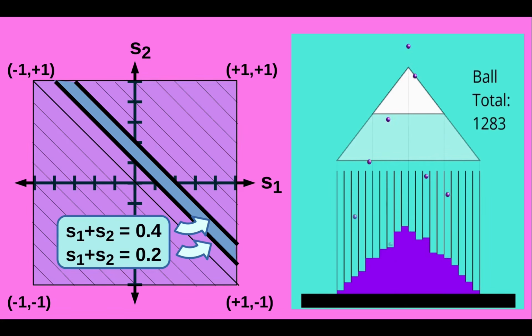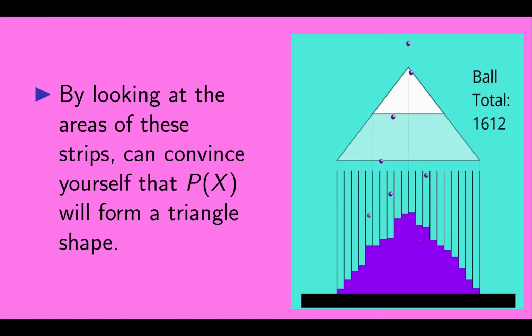This area is shown in blue. Now, to figure out the probability of the ball ending up at a value of x between 0.2 and 0.4, we look at the proportion of the square taken up by this blue strip. We can similarly do the same for any other bin in X. So, we've transformed this probability problem into a geometry problem.